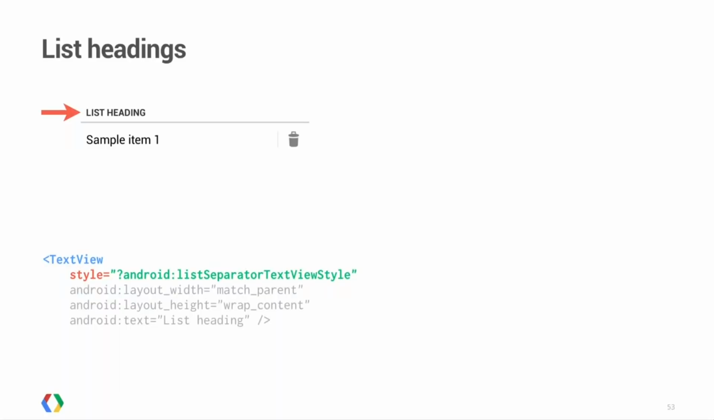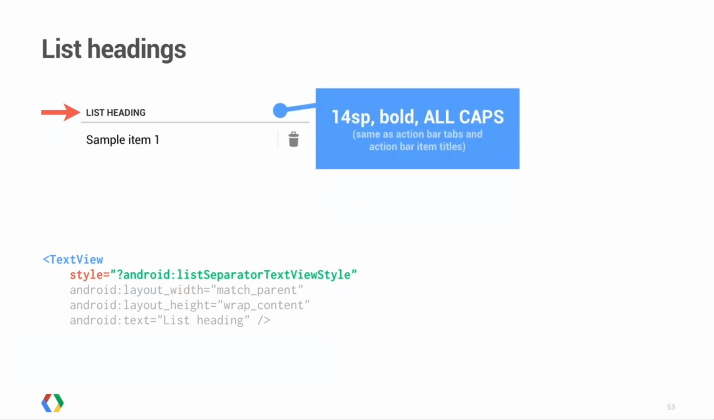All right, so another important visual element in the Holo visual language is list headings. List headings are basically the things that separate different groups of list items. They should really be 14 SP, bold, all caps, just like action bar tabs, for example. And they should have a 2-dip separator below them. You don't really have to figure all this stuff out. You can just use the list separator TextView style, set that on a TextView, and you automatically get the styling. If you do end up customizing this with your brand's accent colors, then by all means use those values. This is a great tool for releasing the space to the list, the content itself in the list.